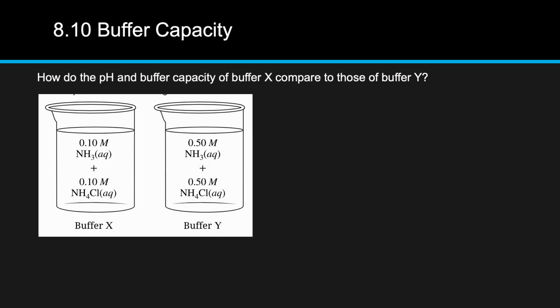How do the pH and buffer capacity of buffer X compare to those of buffer Y? Looking at these two buffer solutions, we can see that both of them have the weak base, NH3, and the salt that includes our conjugate acid, ammonium, or NH4+. So ammonia is our weak base, and ammonium is our conjugate acid.